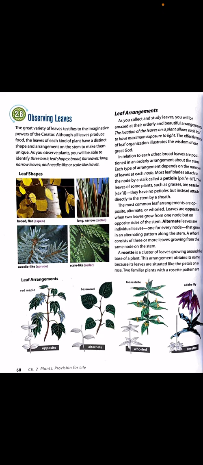Leaf arrangements. As you collect and study leaves, you will be amazed at their orderly and beautiful arrangements. The location of the leaves on a plant allows each leaf to have maximum exposure to light. The effectiveness of leaf organization illustrates the wisdom of our great God. In relation to each other, broad leaves are positioned in an orderly arrangement about the stem. Each type of arrangement depends on the number of leaves at each node.